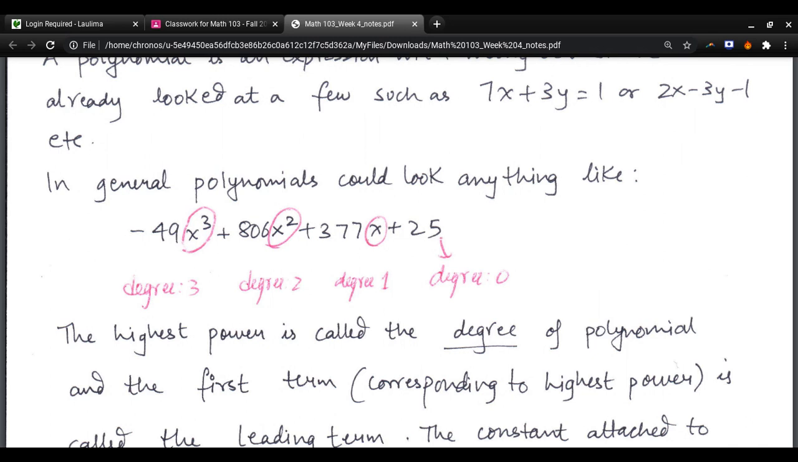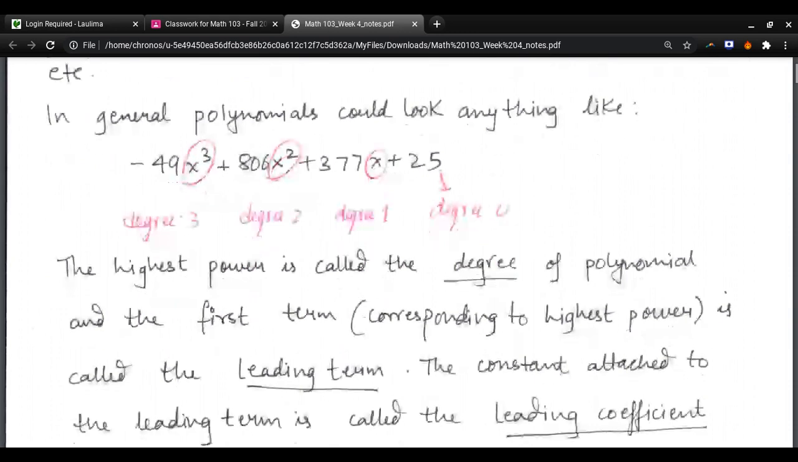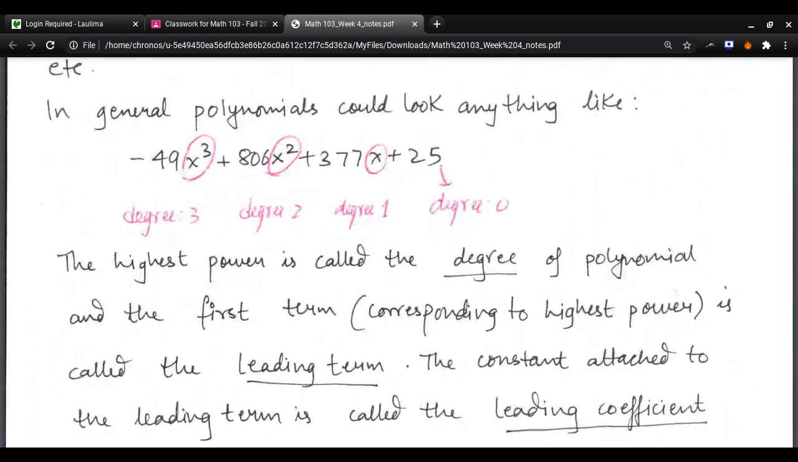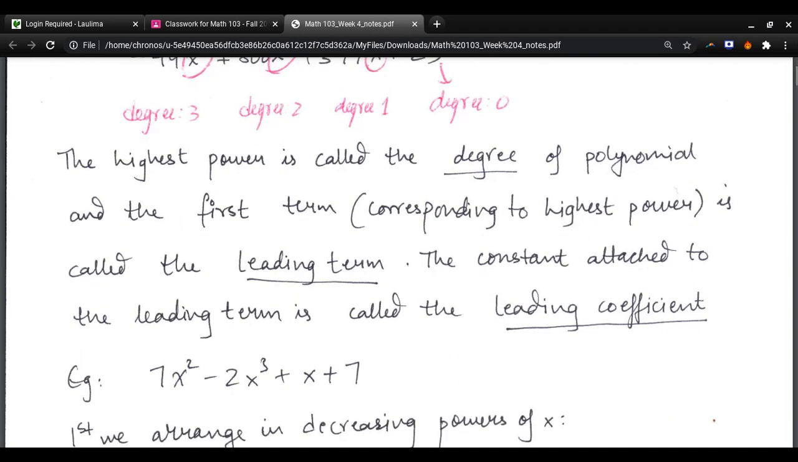The terms of these polynomials are each of the things that are separated by a plus or a minus sign. So for example, the first term is said to have a degree of 3 because the power of x is 3. The second term has a degree of 2, the third a degree of 1, and the last a degree of 0. The highest power, which in this case is 3, is called the degree of the polynomial itself. So this would be an example of a degree 3 polynomial. And the first term, which corresponds to the highest power, is called the leading term.